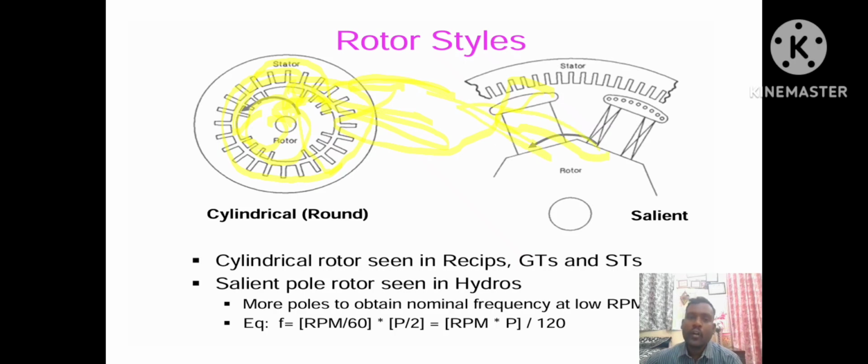According to our frequency, in India the frequency is 50 hertz. According to our system you can see here the formula 120 f by p. What is 120 f by p? Suppose our generator is running at 3000 rpm.